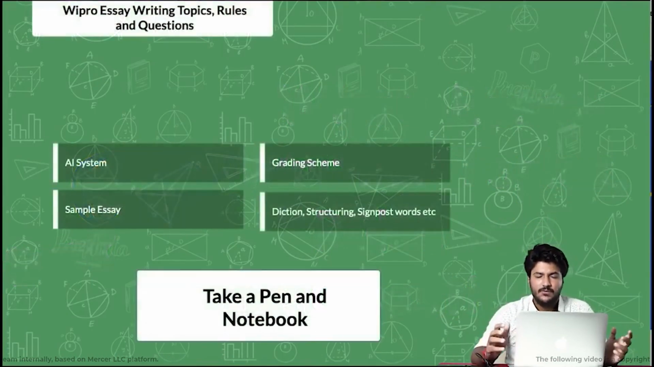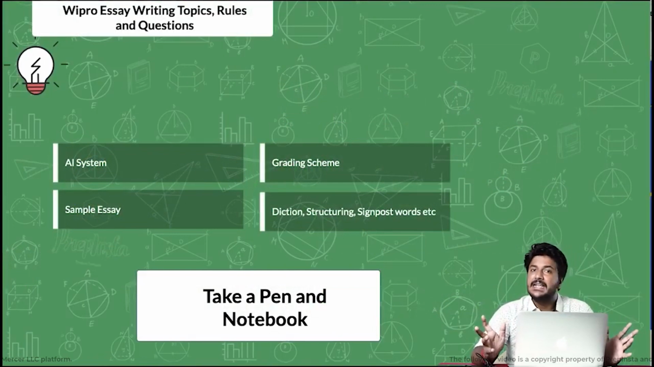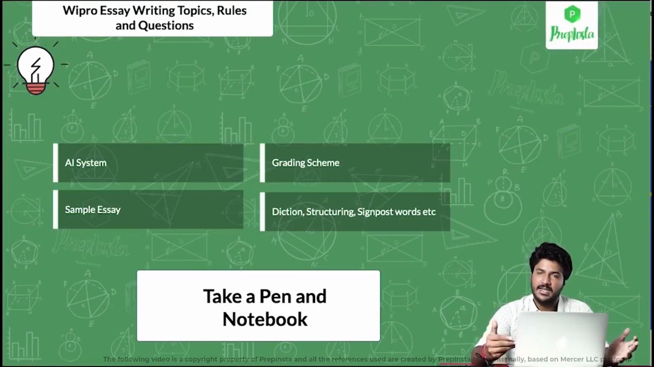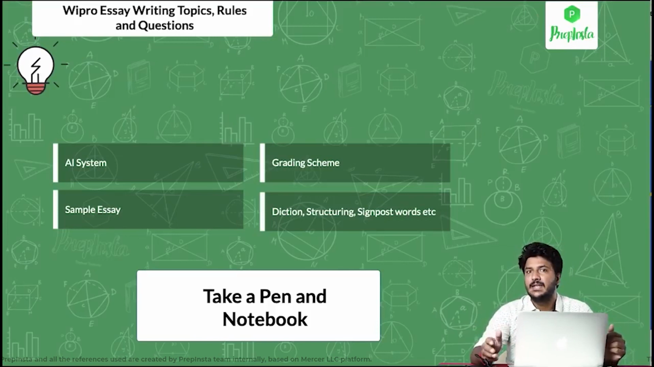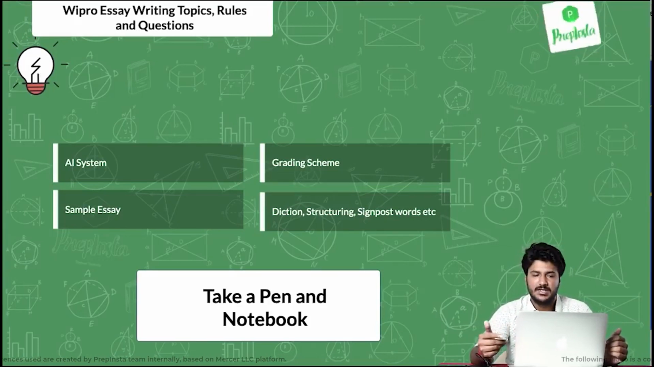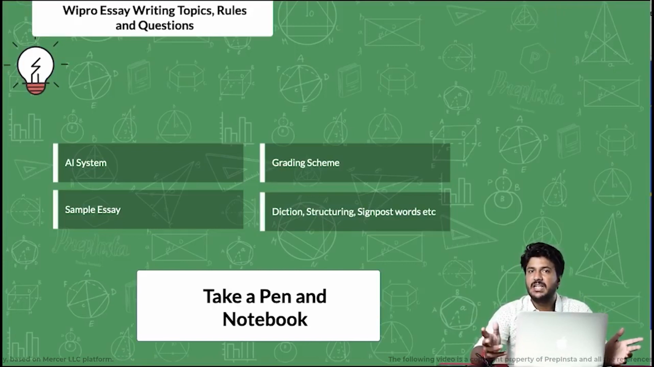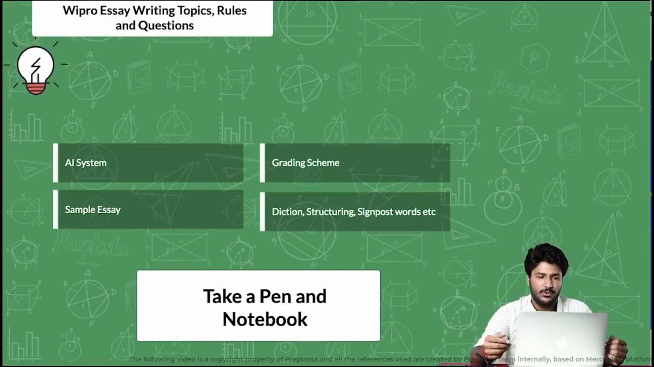So let's begin. First of all, there's an AI system in place which grades your Wipro essay writing section. There's no human being grading, it is an AI system. I'll give you a brief about the AI system, on what parameters it would give you marks, and how you can fool the AI itself to fetch more marks, right? Then we'll tell you the grading scheme of the AI system. Obviously it gives you plus minus 1 or 2 or 10 marks based upon the mistakes that you're making or the good things that you're doing, right?